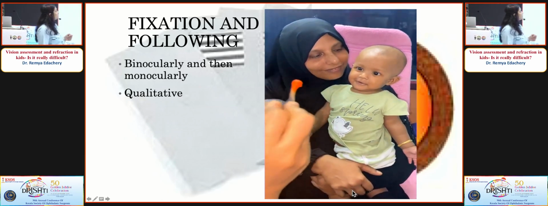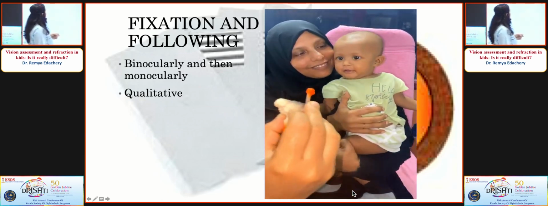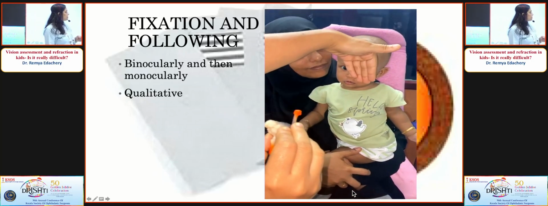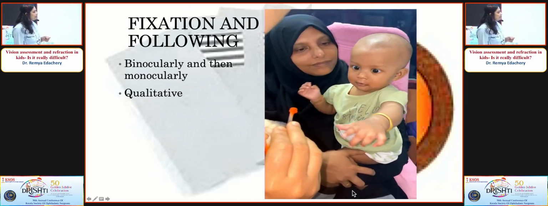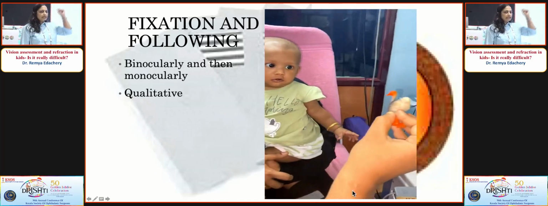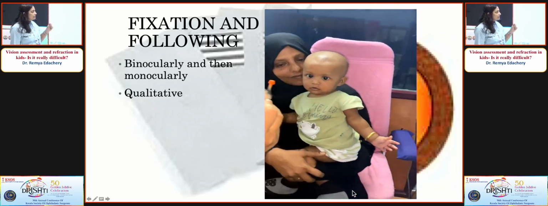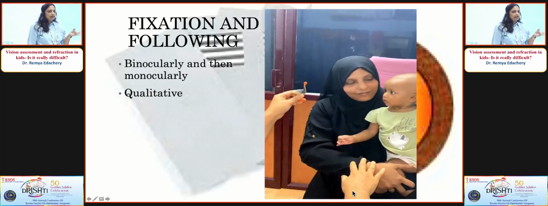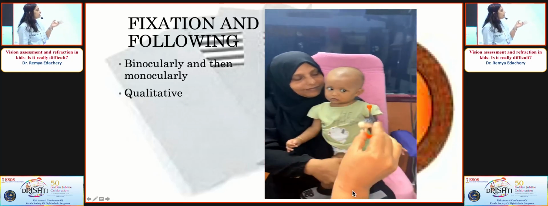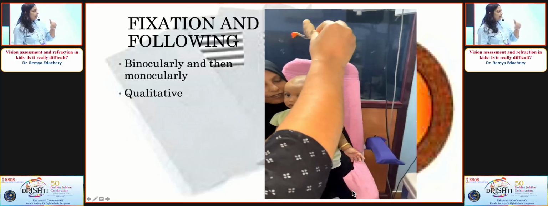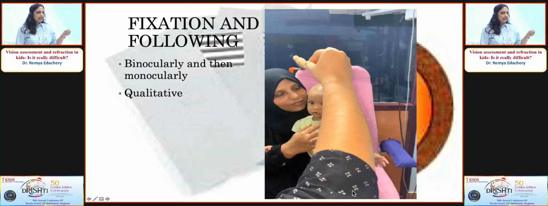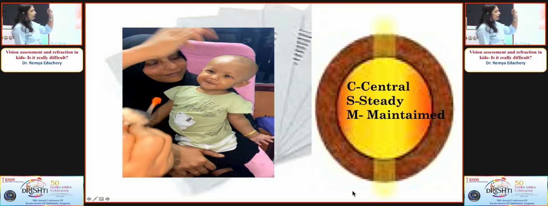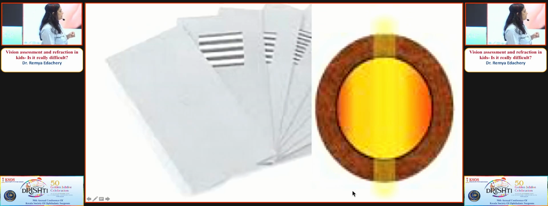Fixation and following should be done binocularly as well as monocularly. It's a qualitative assessment of vision. This is usually described under 3 headings: CSM, that is whether the fixation is central or not, whether it is steady or not, if there are any nystagmoid movements, and if it is maintained. If you cover one eye and uncover, the child should be able to fixate the object continuously. So in this child, you can write it as central, steady, and maintained.